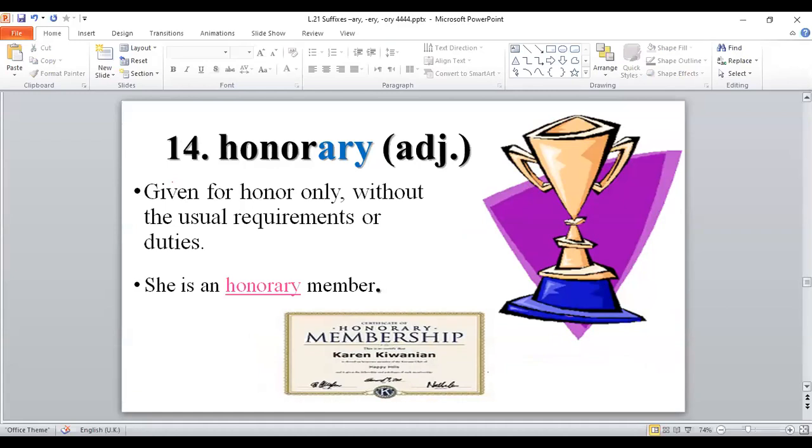Then the next word here will be honorary. Honorary, it means what? It means something given as an honor only. Like when I say she got an honorary, honorary what? An honorary certificate because she won at the spelling bee.